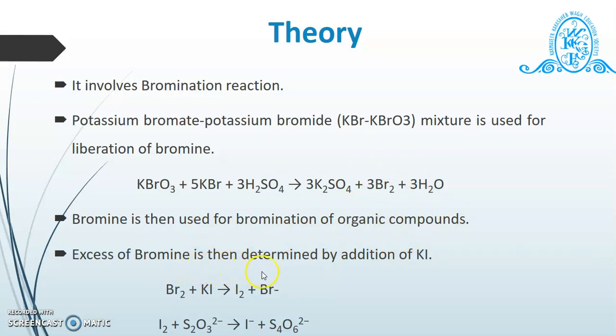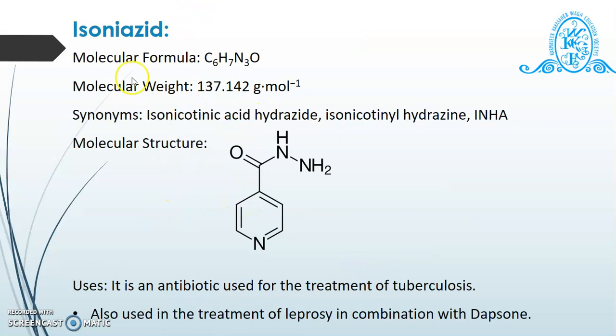Excess of bromine is then determined by the addition of potassium iodide. You can see the reaction where bromine reacts with potassium iodide, it produces I2 with bromide. It is further reacted with S2O3, which produces iodide ion and S4O6. So this assay of isoniazide involves the bromatometric titration or bromination reaction. Now we see the monograph of isoniazide.